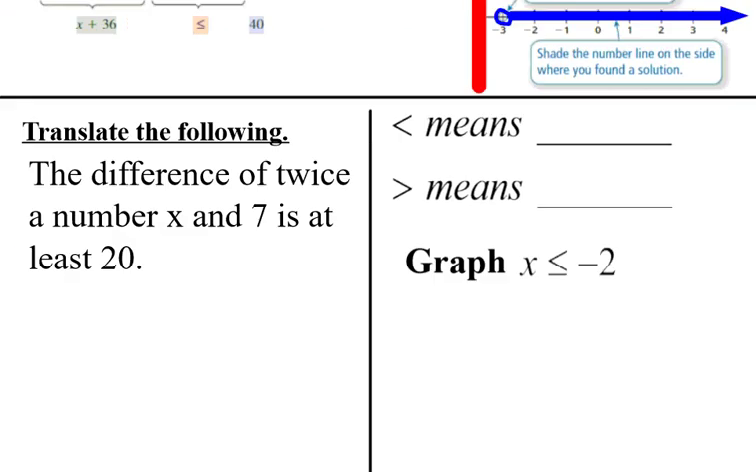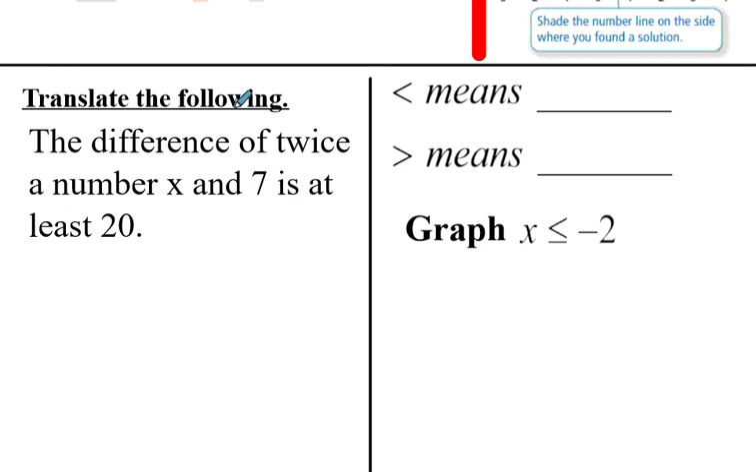So the ones down here, as I write, you should be writing these down with me, in the first section. The first one would be an example of translating. We should be able to translate the statement, the difference of twice a number x and 7 is at least 20. Let's start with the difference. Difference means subtraction. So I know there's going to be a subtraction. What am I subtracting? I'm subtracting twice a number x, so 2x, and 7. So I have 2x minus 7.